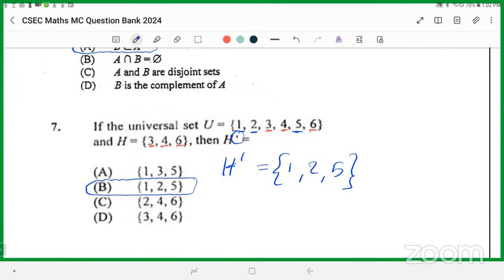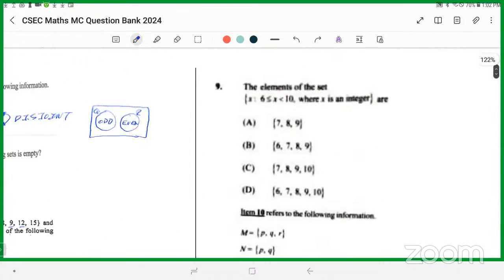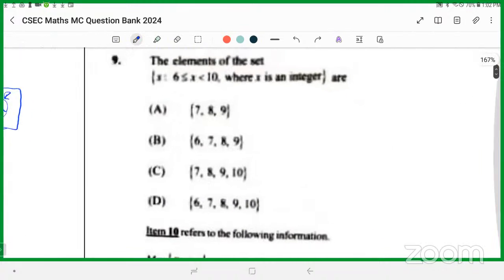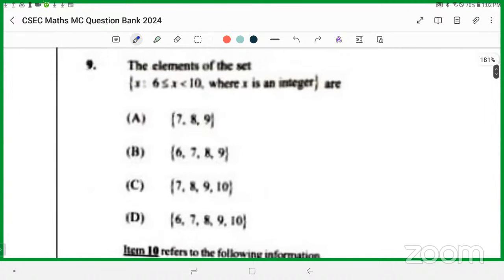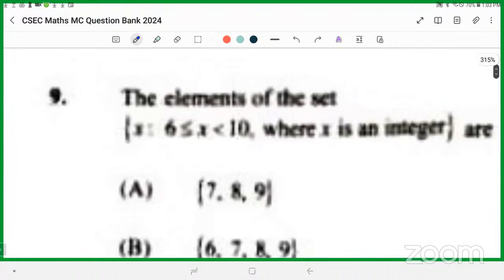This complement means what is not in H. All right, that finishes that. Going good so far. I think we can finish relatively early today. This one says the elements of a set. Look at this now. Let me rewrite this for you so you can see it.